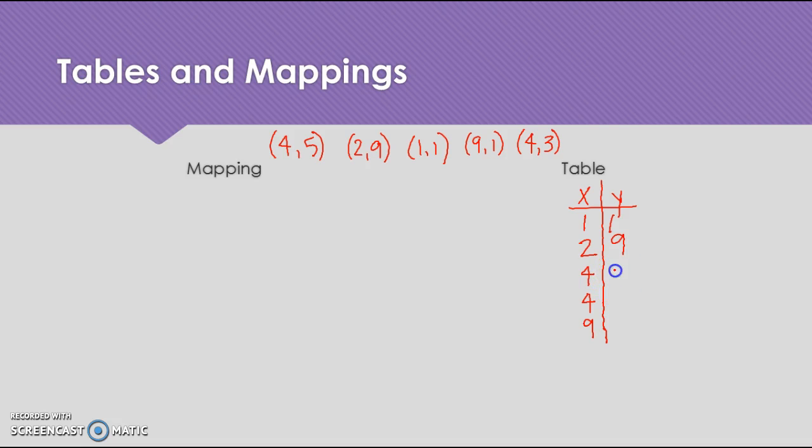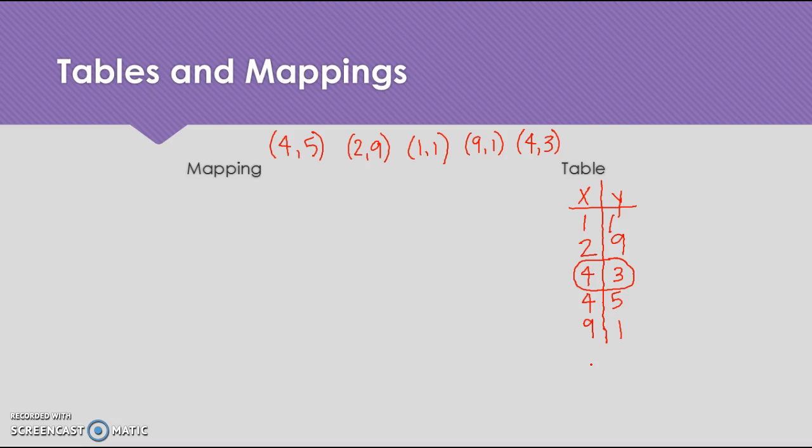One of my 4s is with a 3, and one of my 4s is with a 5. And then the 9 is with a 1. Alright, remember, each row is a point. So this 4, 3 has to be one of my coordinates. Alright, one of my ordered pairs. And that's all a table is.